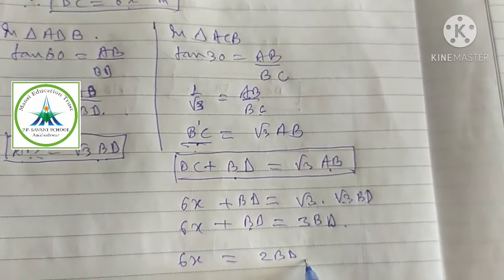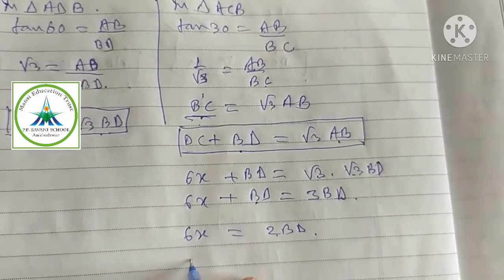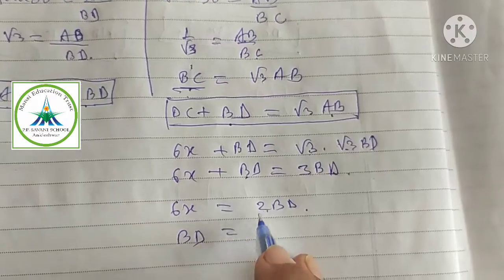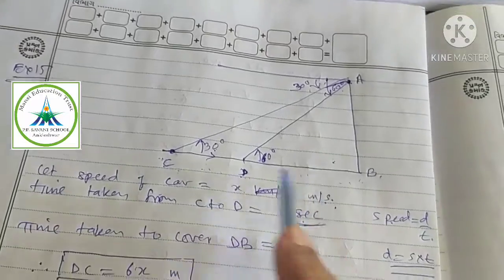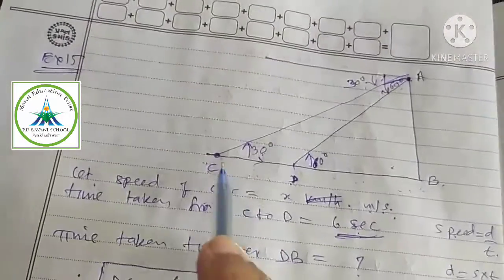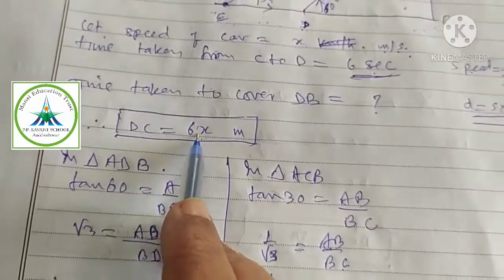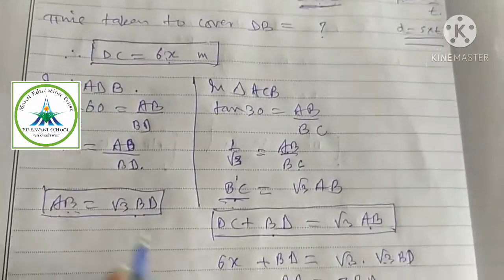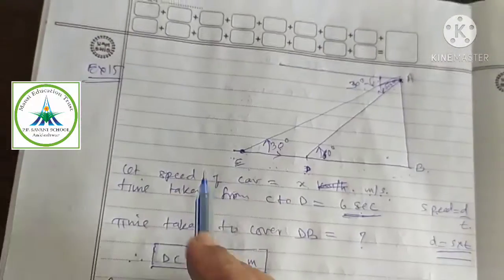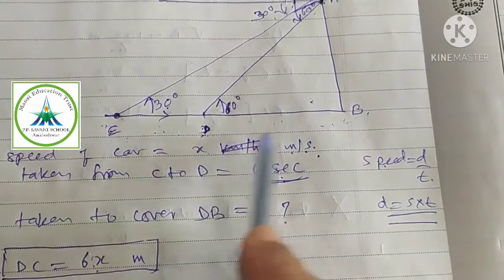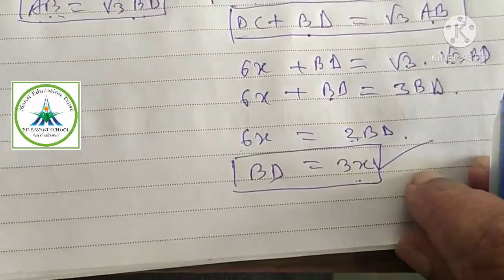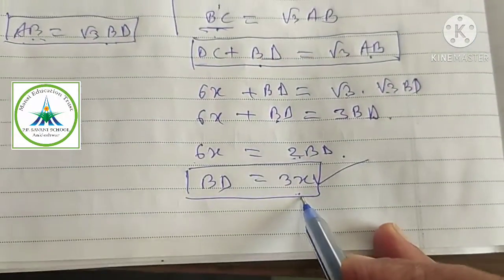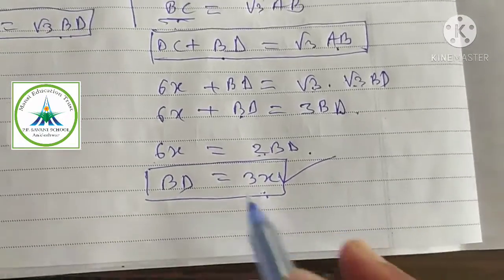6x equals 2 times BD. So we can cancel. So BD equals 3x. Please see. You got BD equal to 3x. CD equals 6x. Clear? Now look here. We got both angles and both distances, CD and BD. CD is known. BD is known. So we are asked to find the time taken to cover from B to D. So if distance is 3x and speed is x, we can find the time.